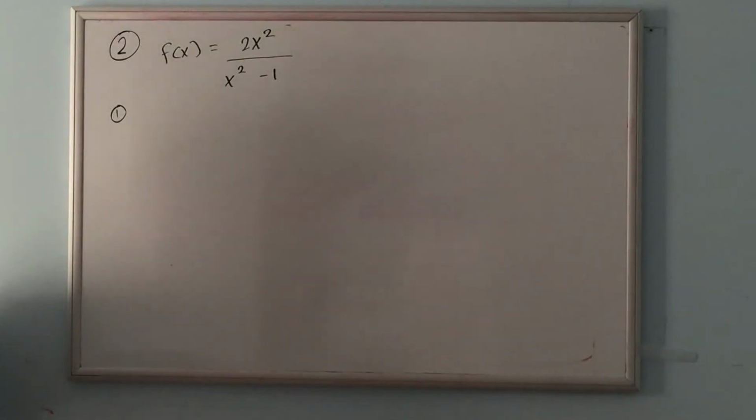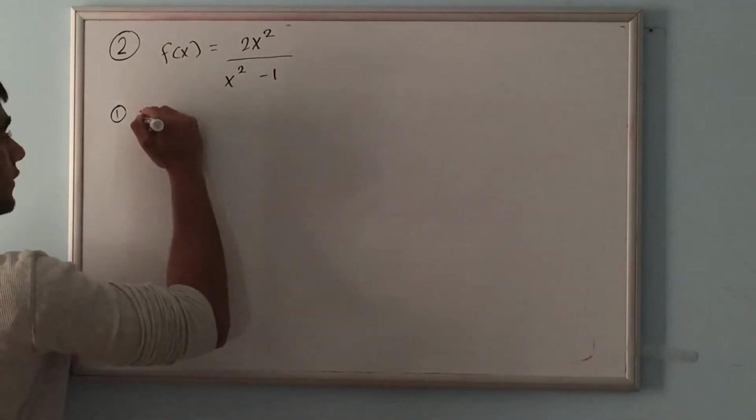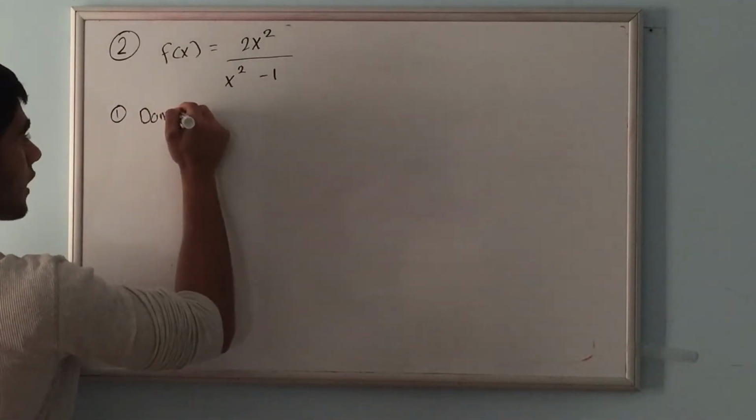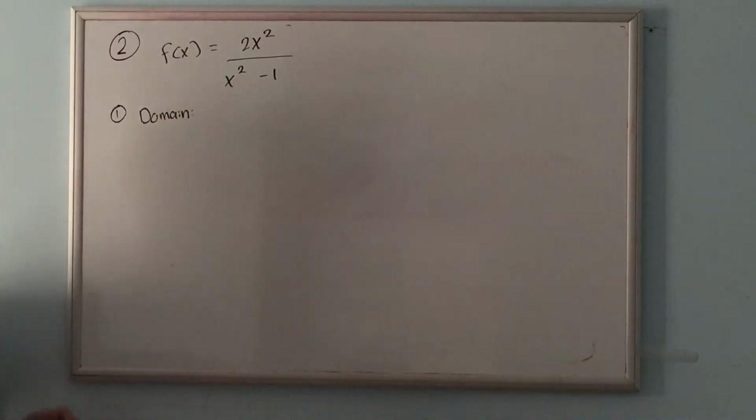So in this video, I'm going to be doing another curve sketching example, and our function today is f of x equals 2x squared over x squared minus 1. So the first step I like to do is to find the domain of the following function. And notice how any x coordinate can be plugged into the function except 1 and negative 1.